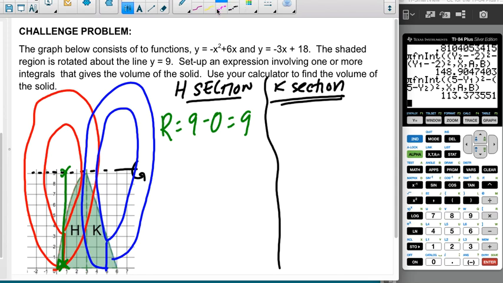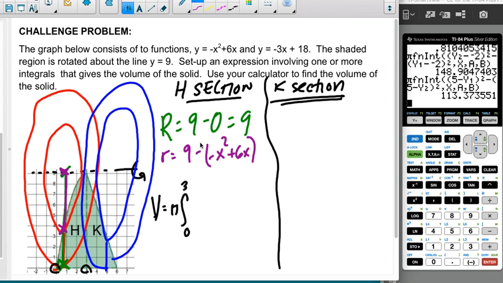My little radius, right? My little radius is going to be this curve to the axis of rotation. So my little radius is going to be 9 minus the curvy piece, which is the negative x squared plus 6x. Notice the whole thing's in parentheses. So that means that the volume of this piece, just this piece, would be pi times the integral from 0 to 3, because that's the h piece of this thing, of my big R squared, which is 9 squared, and you should totally leave it as 9 squared, minus, in parentheses, 9 minus parentheses negative x squared plus 6x, close those sets of parentheses, squared dx. That's this half, right? That's that half.